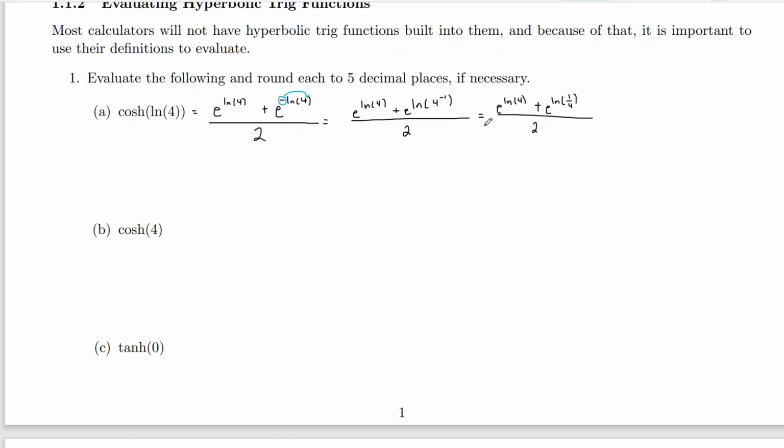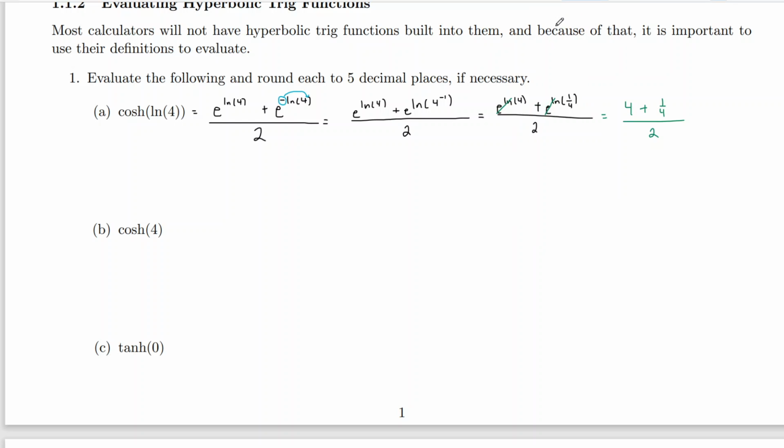Right, and that's probably the main steps, because now if you remember how to simplify with e and the natural log, you're good. E to the natural log of something just cancels out and you're left with just the something. So in the numerator, we are left with 4 plus 1/4 all over 2.